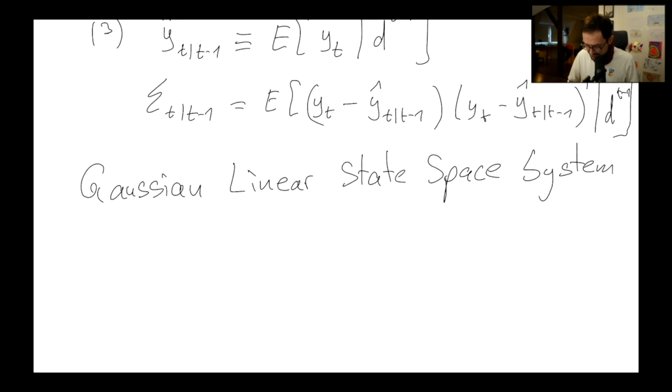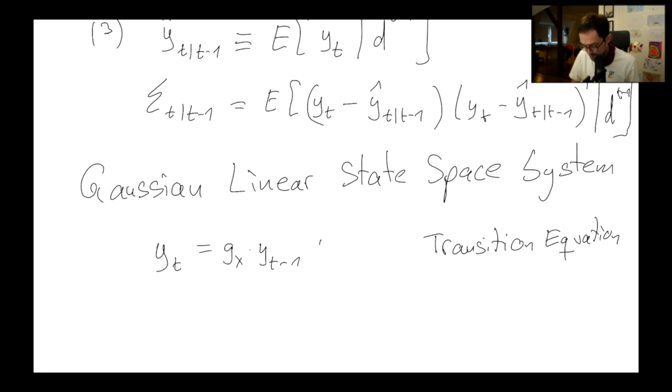Such a system is defined by a transition equation. How do I move from one state to the other? And we have variables that describe such dynamic movements. For us, these are the model variables, or in control theory, these would be called the state variables. So yt equals Gx times yt-1 plus Gu times ut.